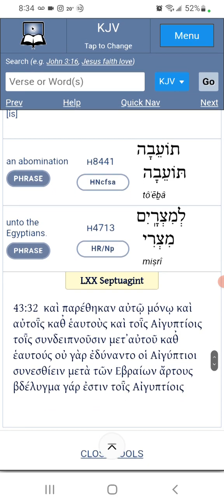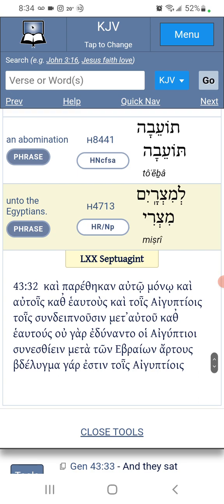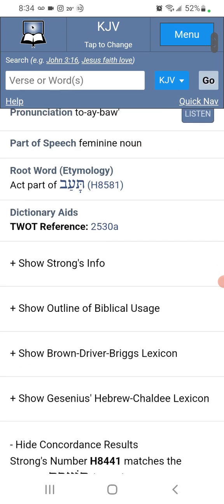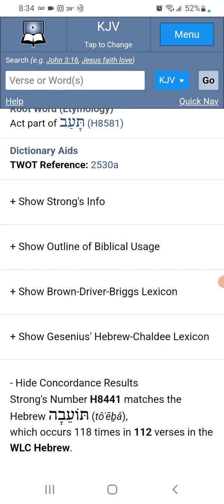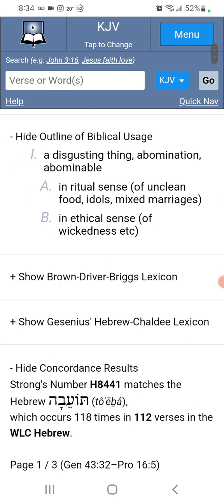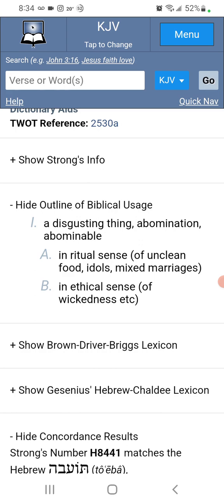So here we have abomination, right? It's the Hebrew word 8441, in the Blue Letter Bible, right? And we're going to go down to the Strong's outline of biblical usage. And here it is. It reads: a disgusting thing, an abomination. A, a ritual sense of unclean food, idols or mixed marriages. B, an ethical sense of wickedness, et cetera. Right? So it's a thing that's disgusting, something that the Lord hates: idols the Lord hates, unclean foods the Lord hates, and wickedness, all that the Most High God hates, right?